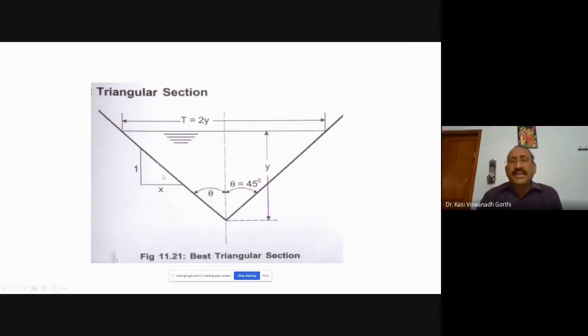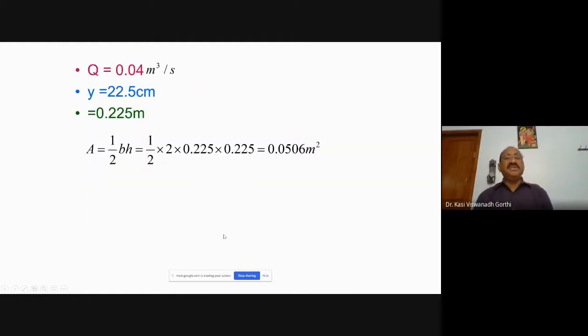So with respect to vertical, the included angle is 45 degrees on this side and 45 degrees on this side. Okay, so this is the best angular channel section or most economical channel section condition. Sometimes the most economical channel section is also called the best triangular section, or hydraulically efficient section. All mean the same.